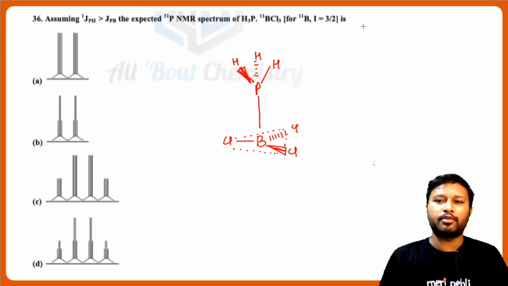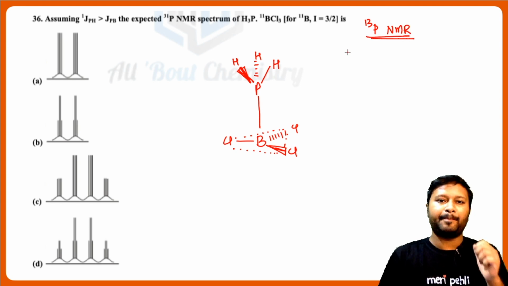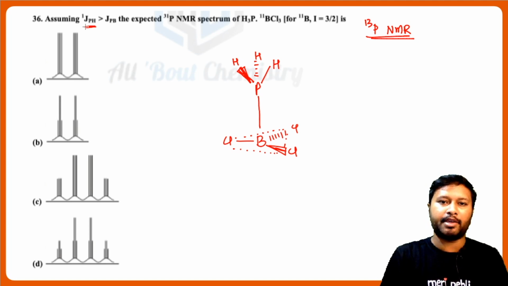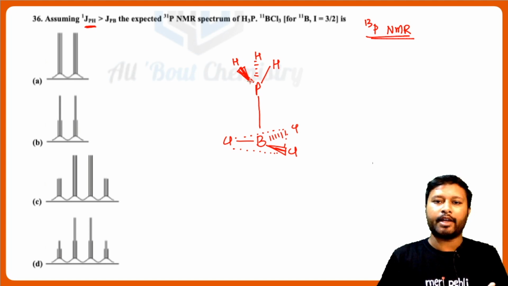Now what you have to see is we are doing 31P NMR, right? That's what we are doing here. So who is going to cause splitting first? Because JPH is more, these hydrogens are going to cause splitting first. Okay, so they are going to cause splitting first.